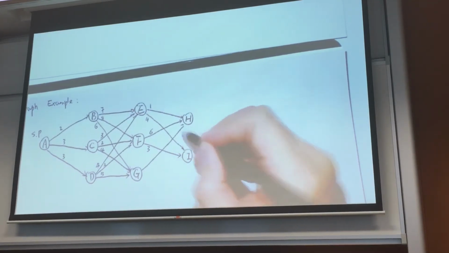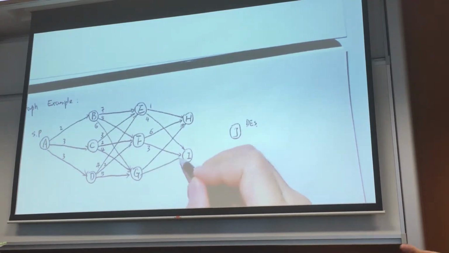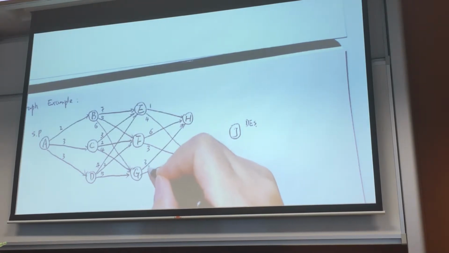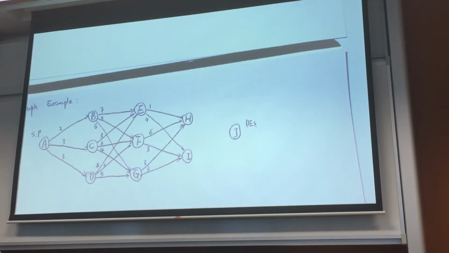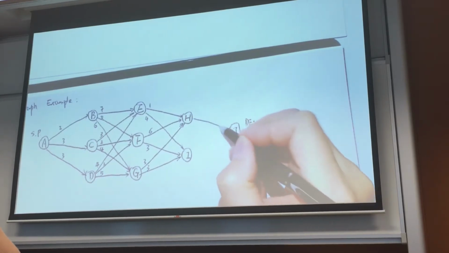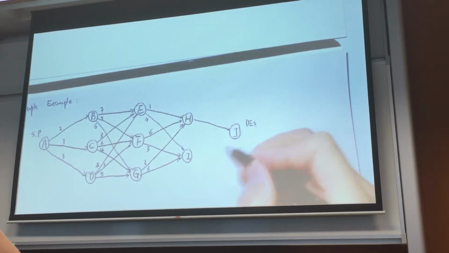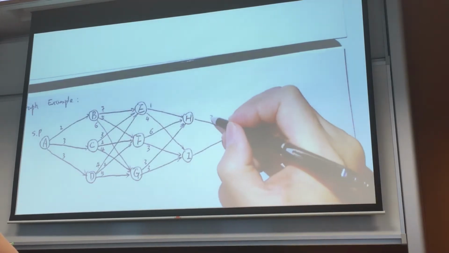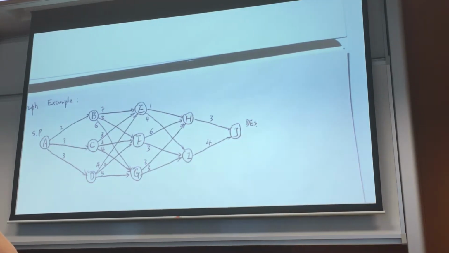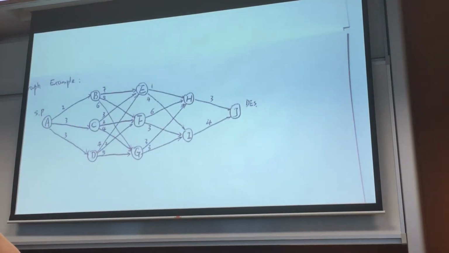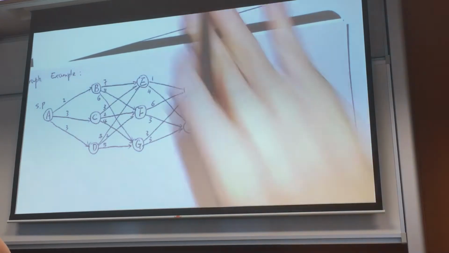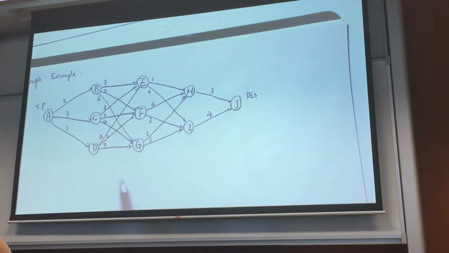From G, we have links to H and I. Both are 3 and 3. Finally, from H and I, we have links to the final destination. The distances are 3 and 4. So assume we have this graph.